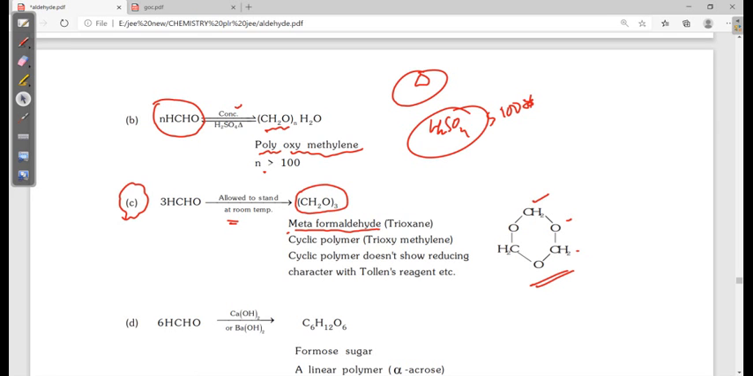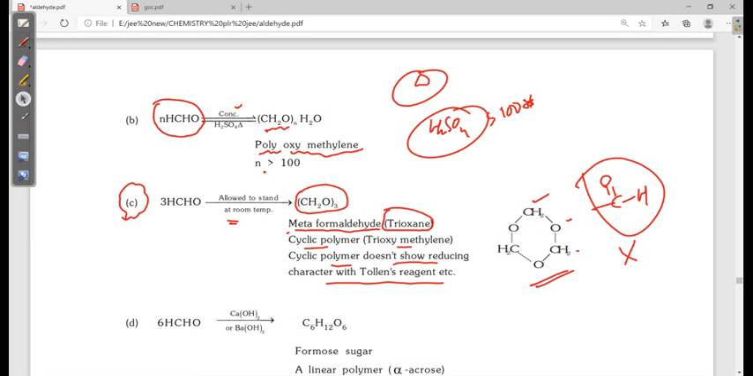So 3 formaldehyde molecules are combining. That's metaformaldehyde. It is also known as trioxane, or trioxymethylene. It is a cyclic polymer. A cyclic polymer doesn't show reducing character with Tollens reagent. To show the Tollens test, a C double bond O is needed. Here there is no C double bond O, that's why there is no Tollens test.